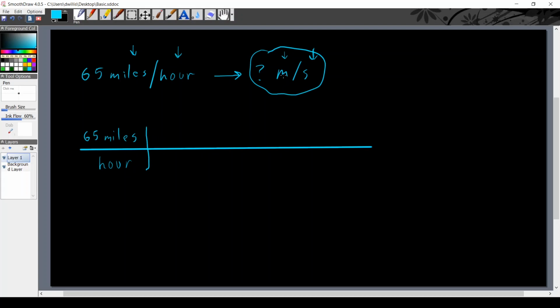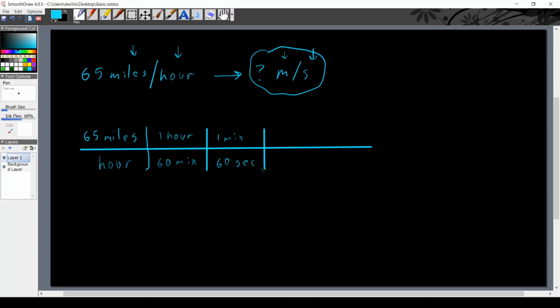And now I need to begin converting to meters and to seconds. Now it doesn't actually matter which one I do first. I think just for fun I'll do seconds first. So that means I need to take hours, and since hours is underneath in the denominator, I will need to put its conversion factor up here. 1 hour into 60 minutes, and then 1 minute and 60 seconds.